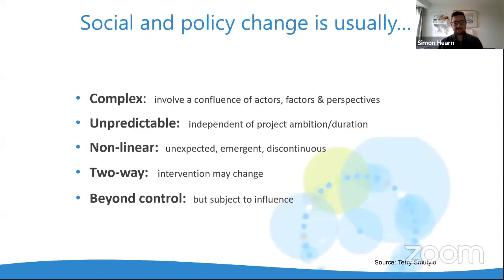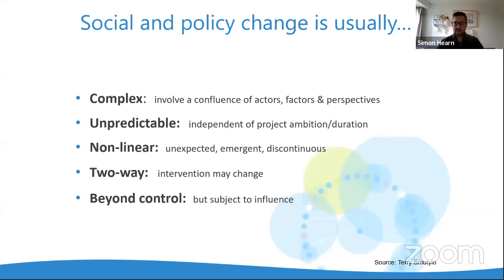What does this mean? Well, if you think about change, change is complex. It involves different people, different organizations, different factors and perspectives, all converging, and sometimes clashing, sometimes having to negotiate, sometimes having to come to agreement. It's unpredictable. Change doesn't happen in a time frame that we can predict. We have these projects that are 3 years, 5 years, but change processes have been happening long before our project, and they'll continue long after our project.